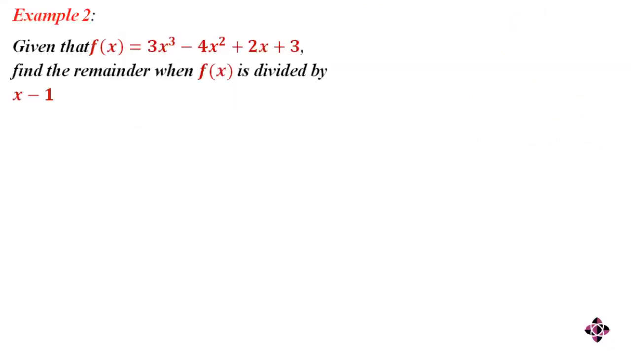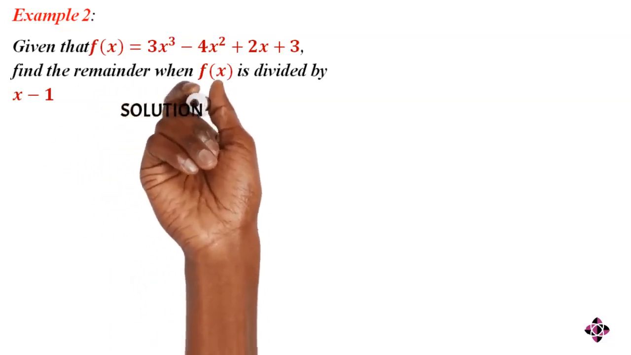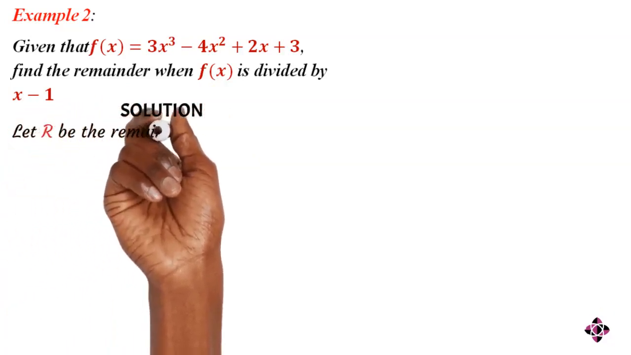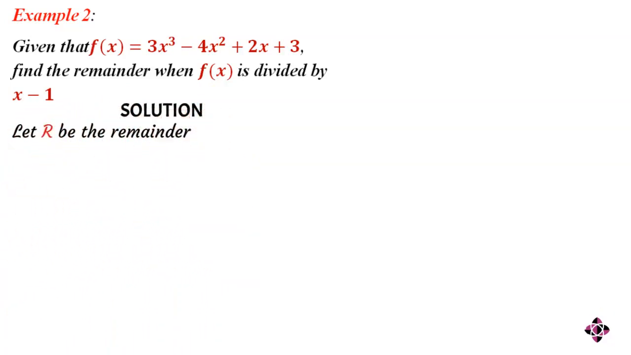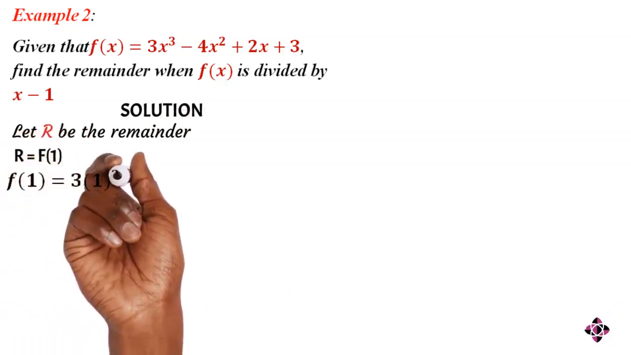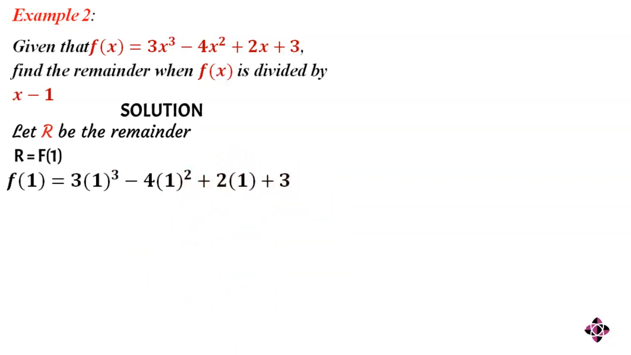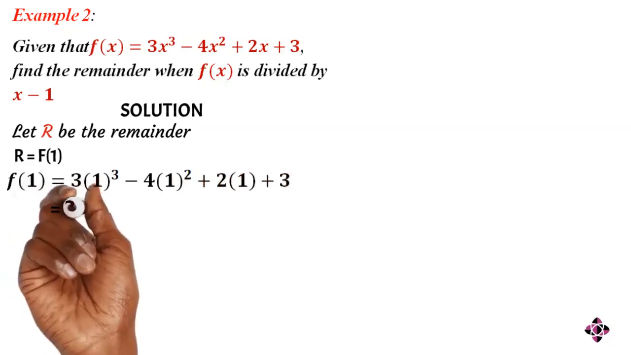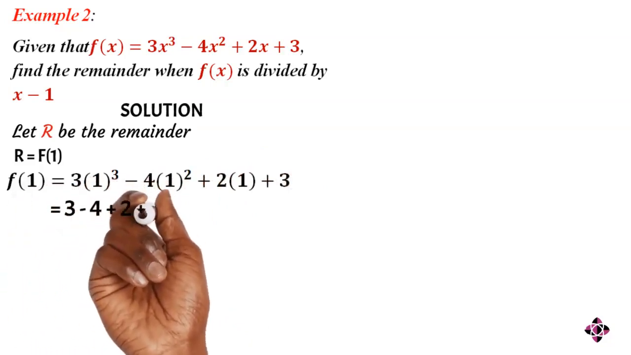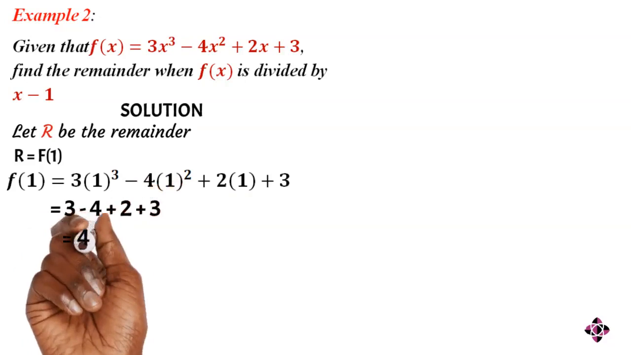Example 2. Given that f of x equals 3x cubed minus 4x squared plus 2x plus 3, find the remainder when f of x is divided by x minus 1. Solution. Let r be the remainder. Then using the remainder theorem, r equals f of 1. That means f of 1 equals 3 times 1 cubed minus 4 times 1 squared plus 2 times 1 plus 3. So we'll have 3 minus 4 plus 2 plus 3. That will give us 4.